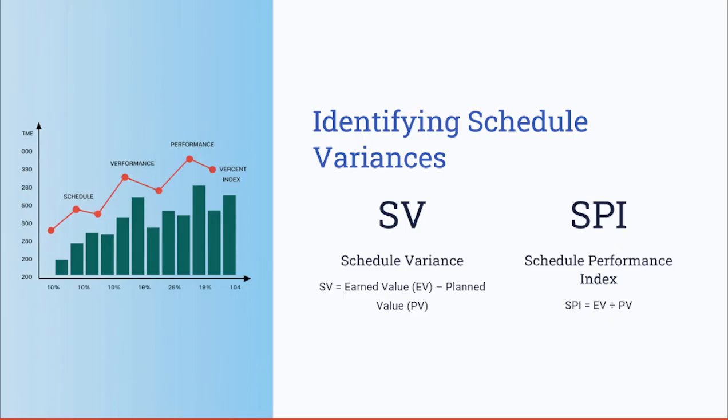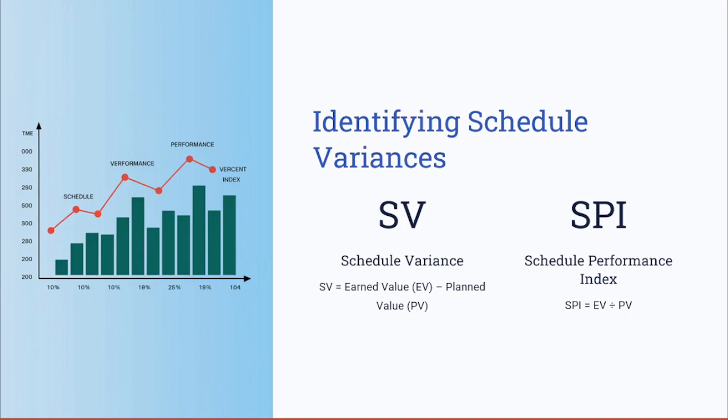Next, we have the schedule performance index, which is known as the SPI. To calculate the schedule performance index, you need to take the earned value, or the EV, and divide it this time by the planned value. Again, to find the schedule variance, the SV, you subtract the planned value from the earned value. However, when it comes to the SPI, the index of the schedule performance, you divide the earned value by the planned value.